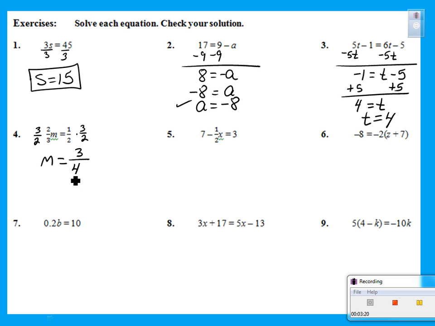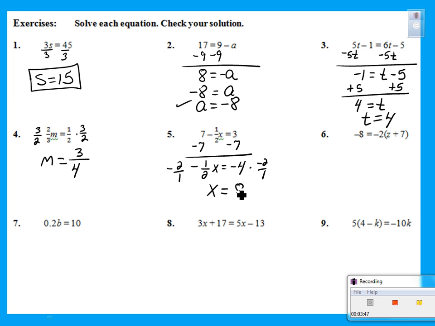Here's my number 5. 7 minus 1/2 x equals 3. I'm going to subtract 7 from both sides. So I now have negative 1/2 x equals negative 4. Here's a fraction again, so I'm going to multiply both sides by the reciprocal. These become 1, so I'm at x equals 2 negatives make a positive, 8.